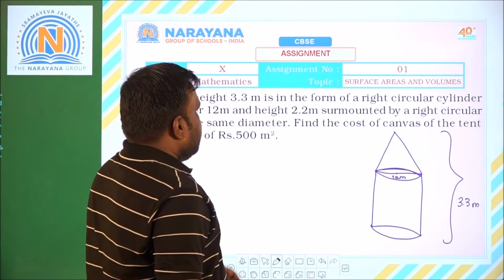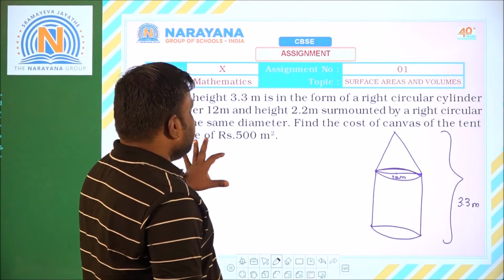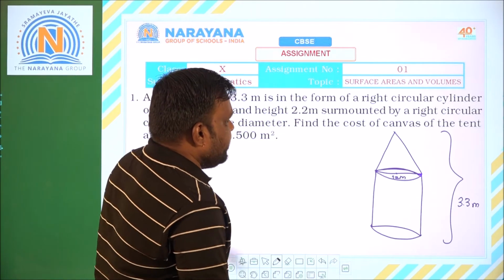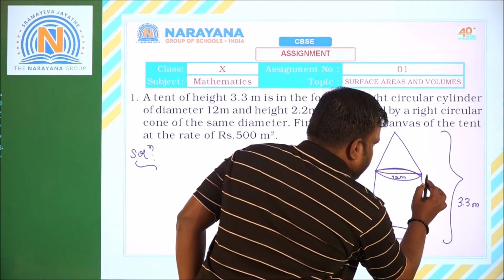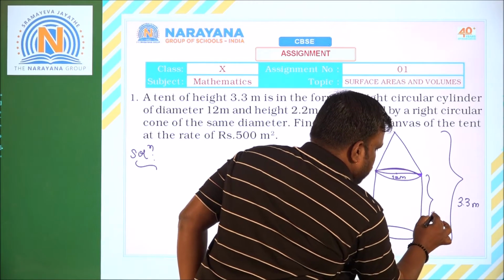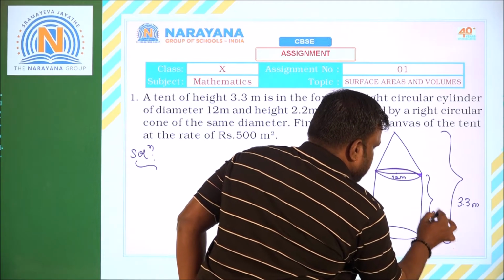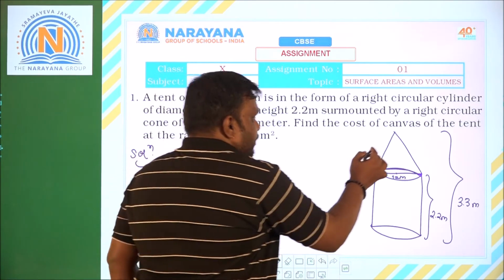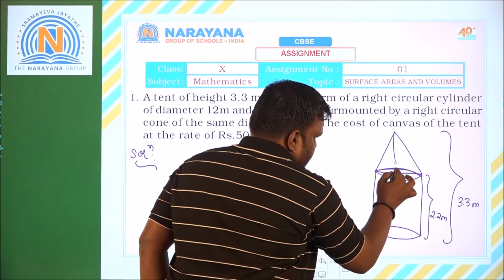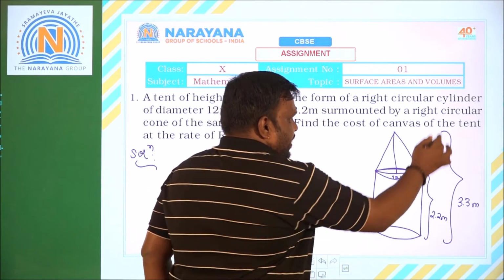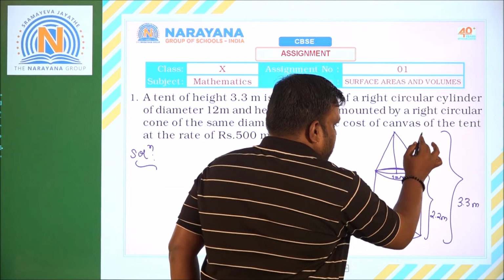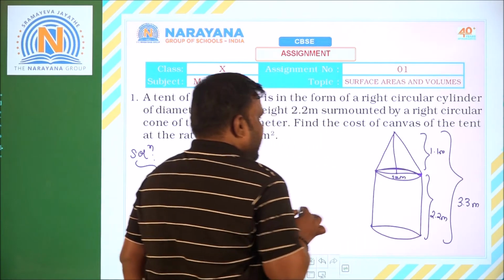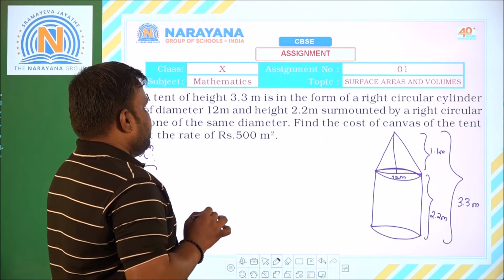Right. Now in this, the cylindrical part height, if you see here, is 2.2 meters. That means up to here, the cylindrical part is 2.2 meters. So if this is 2.2 meters, then what about the conical part? The complete height is 3.3, this is 2.2, so obviously this conical part will be 1.1 meters. That means the height of the cone is 1.1, right?